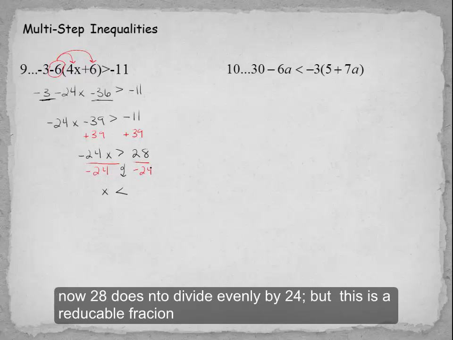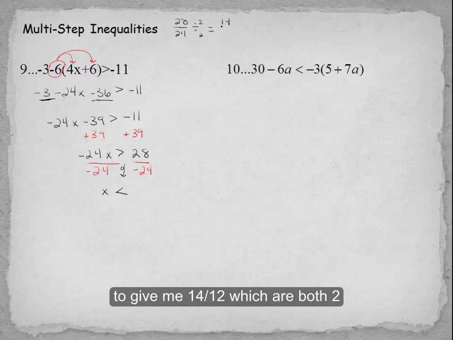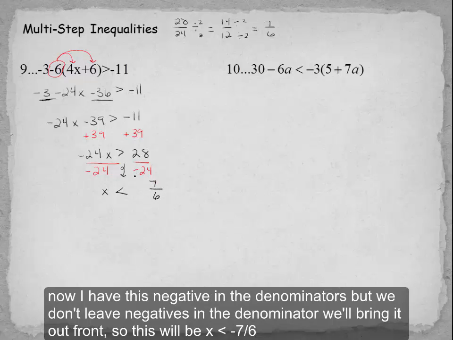Now 28 does not divide evenly by 24, but this is a reducible fraction. I have 28 over 24. They'll both divide by 2 to give me 14 over 12, which will both divide by 2 to give me 7 over 6. Now I have this negative in the denominator, but we don't leave negatives in the denominator. We'll bring them out front. So this will be x is less than -7/6.